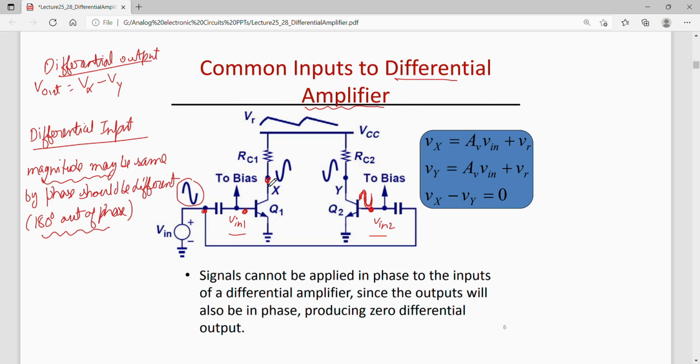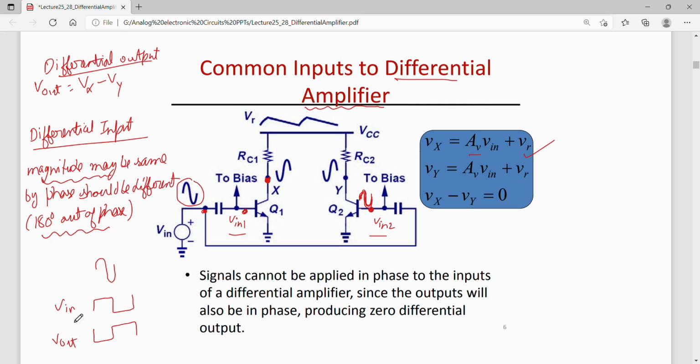Now if I try to calculate the output Vx, since it's a common emitter configuration, the output will be out of phase with the input, and the magnitude will be more or less depending upon the gain of the circuit. So if the gain of this stage is Av, then Vx, that is the output appearing here, will be out of phase. So if I have an input like this, the output should be out of phase. So this is my Vin and Vout.